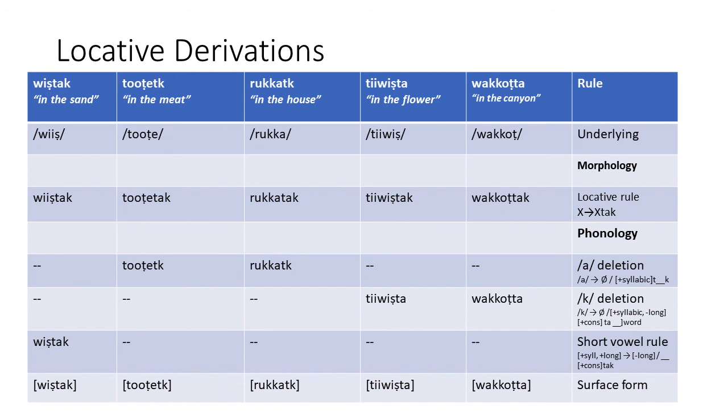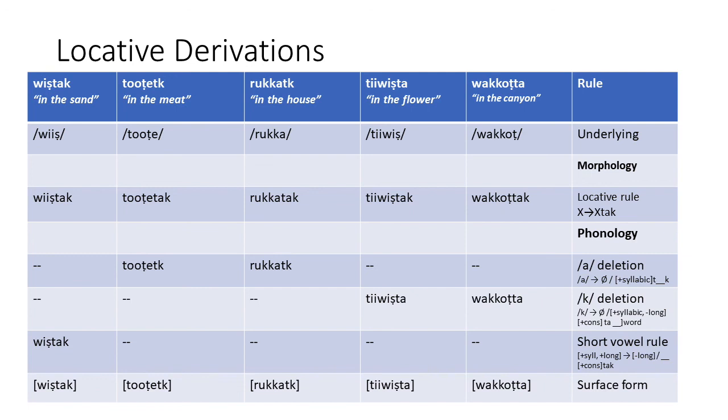Again, the K deletion rule does not apply because we do not have a ta in the word we just made. The A was deleted before. So rukatak. And again, the A is really short in rukatak. We don't have to shorten it. So that's how we get rukatak.